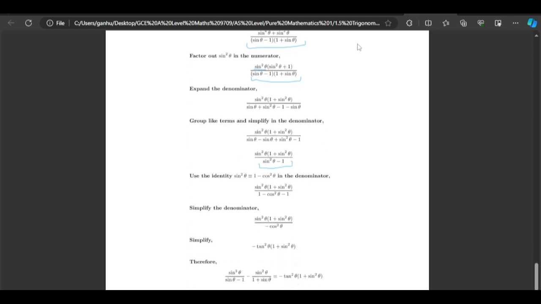And from there, we're going to use the identity sine squared theta is identical to 1 minus cos squared theta to substitute this sine squared theta over here with 1 minus cos squared theta. And then if we simplify our denominator, it becomes minus cos squared theta. And now we can say that sine squared theta divided by cos squared theta is identical to tan squared theta. And so we have therefore proved that the left hand side is identical to the right hand side.